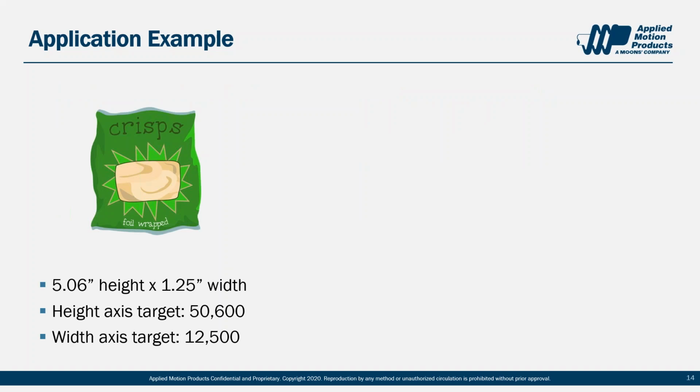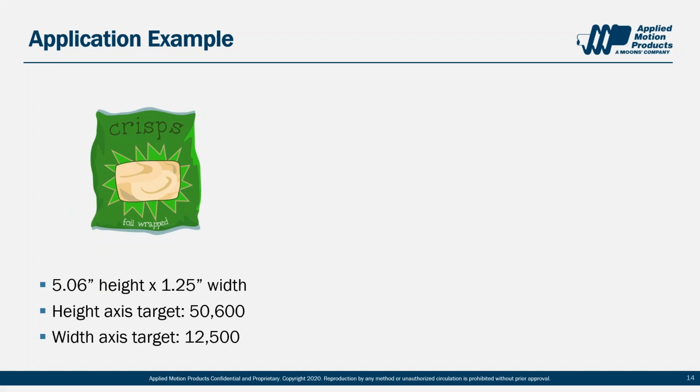Your PLC can now command move distances in a single distance base. So for the small bag of chips, that's 5.06 inches high by 1.25 inches wide. You can tell your height axis to go to position 50,600 and your width axis to go to position 12,500. And you could comment the code in your PLC or your HMI to say that the distance units are 1/10,000th of an inch per count.